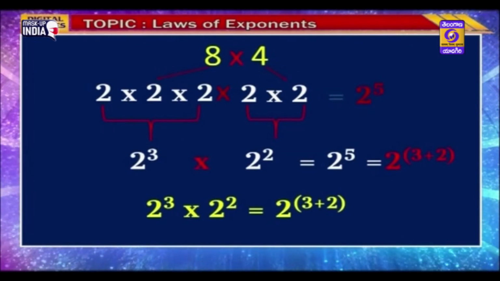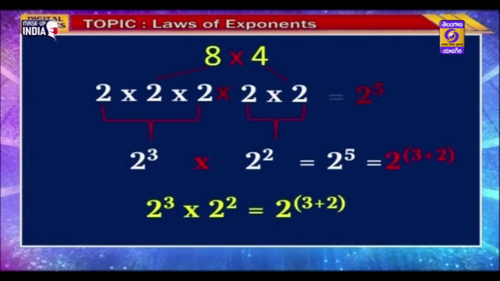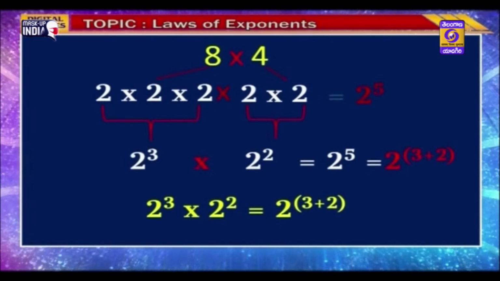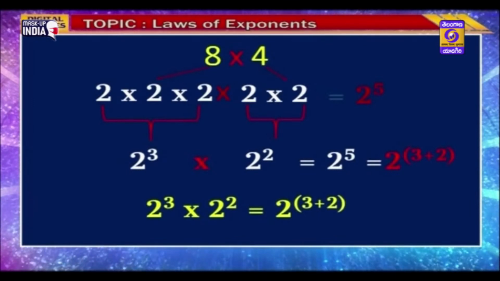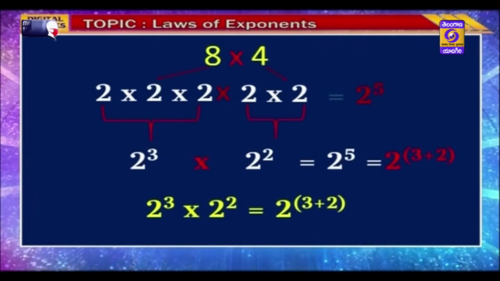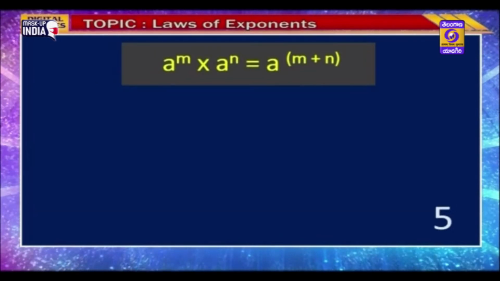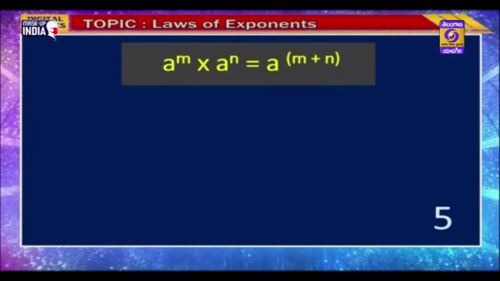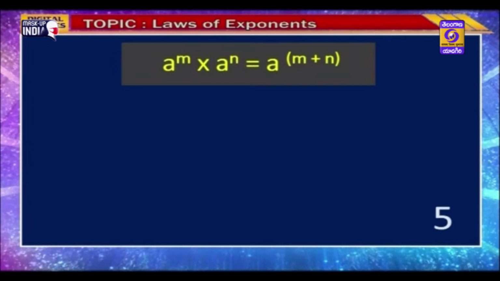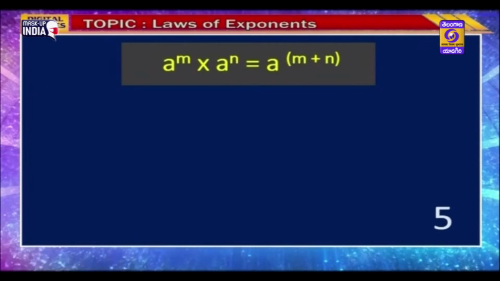When bases are equal and the exponents are different and multiplication is there in between them, you can write one base and you can add the exponents. a to the power of m into a to the power of n is equal to a to the power of m plus n. This is the first law.